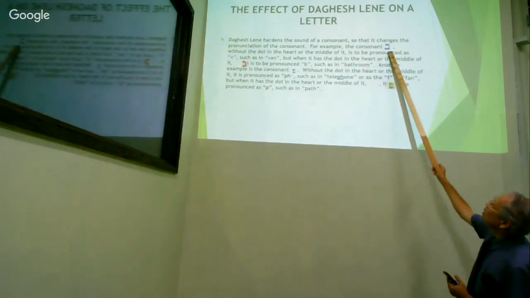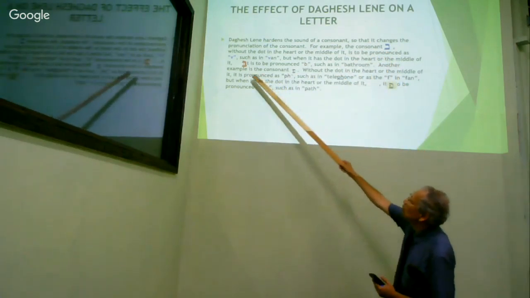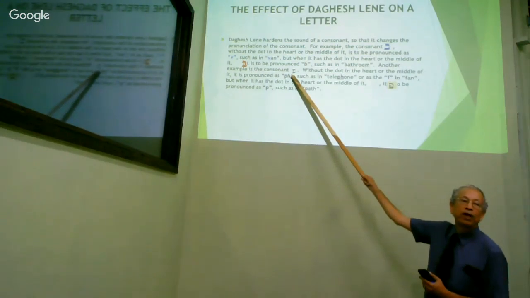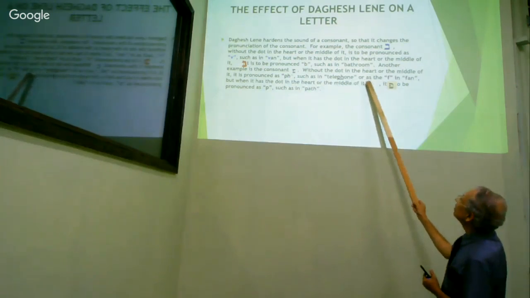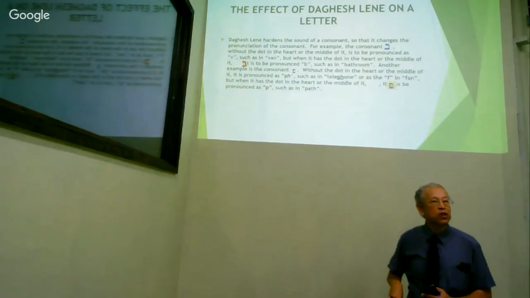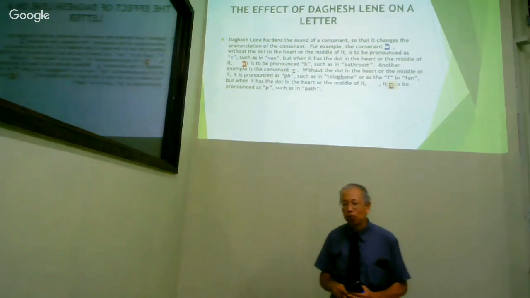So this is B. This is book. This is, I can hardly even hear it. This is cook. It changes the soft sound to a hard sound.